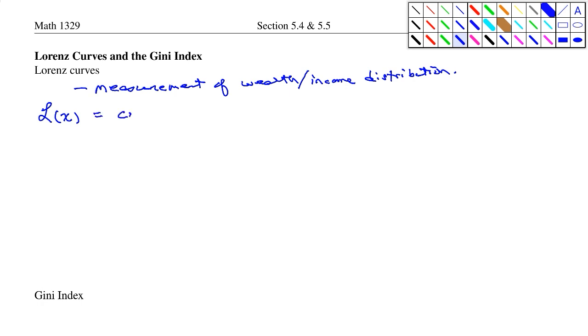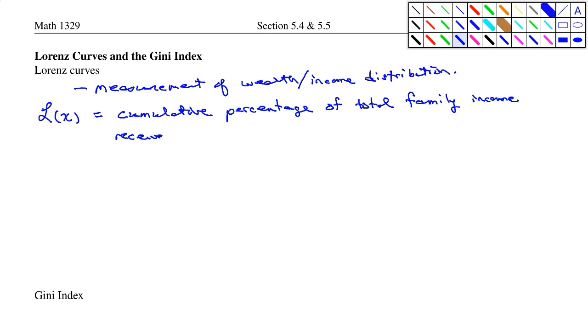And what this is, this is the cumulative percentage of total family income received by the bottom X percentage of income earners.